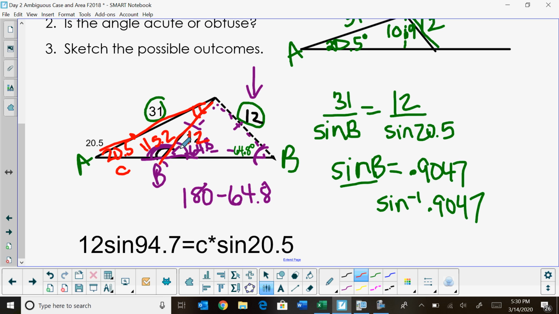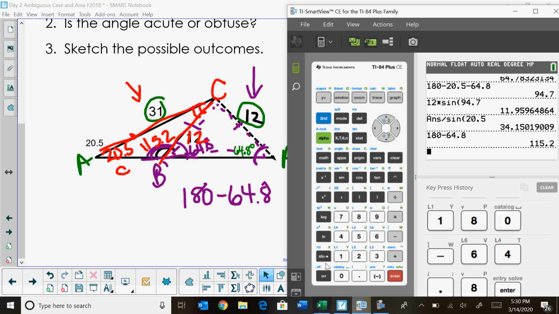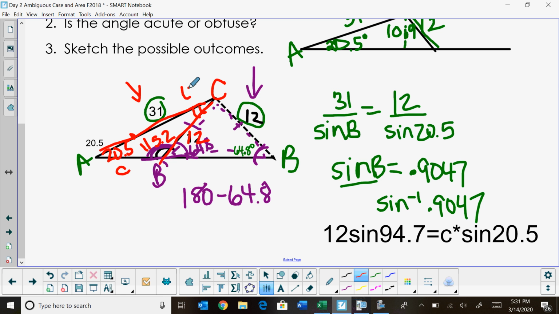Since angle B is now the obtuse angle, side B is now the longest side. And C over here is going to be kind of small. This angle up here is going to be small, and its opposite side is going to be small. So let's calculate the new C. To calculate the new C, I take 180 minus A, which is 20.5, minus the new B, which is 115.2, and we get a new C of 44.3. So 44.3 is my second possibility. I'm going to call that C prime.